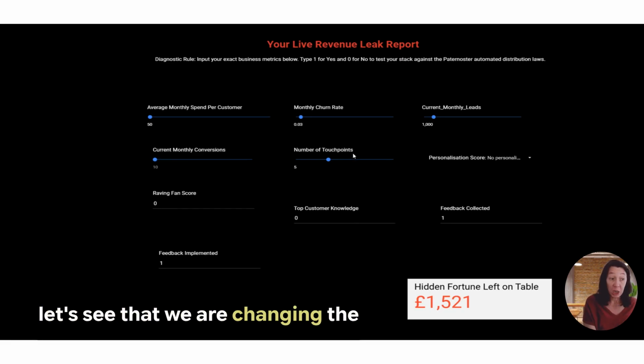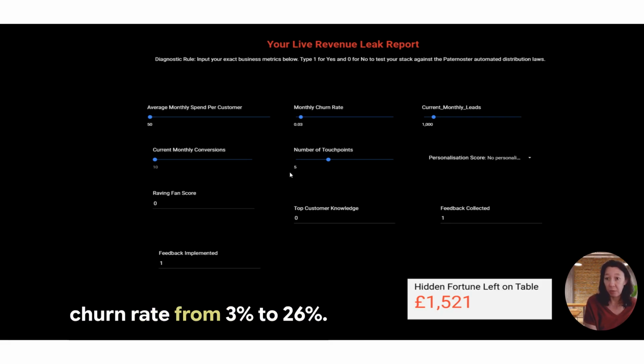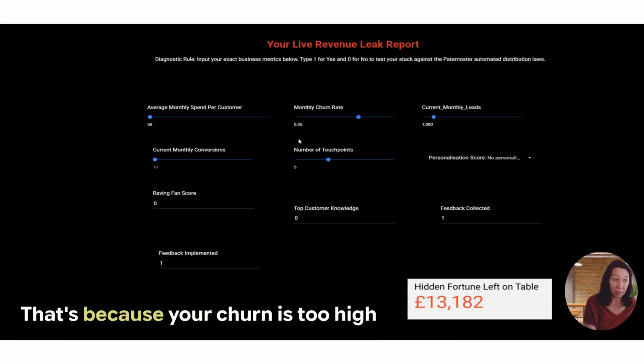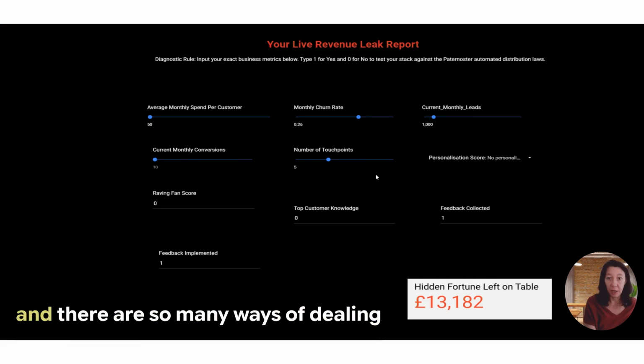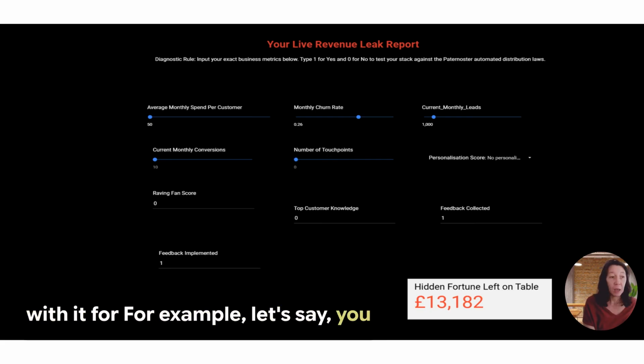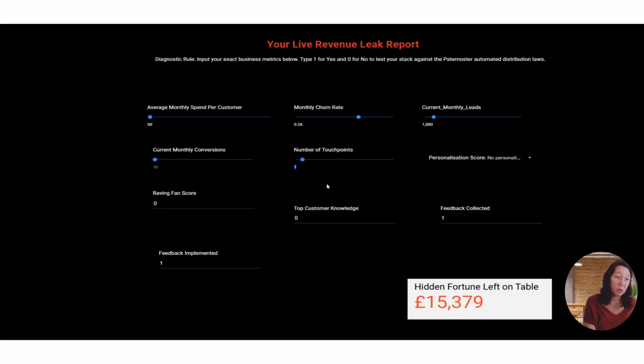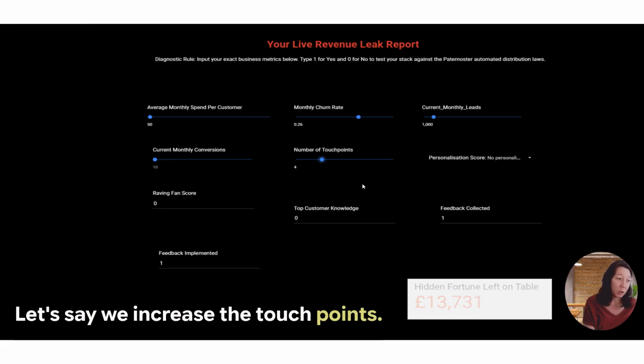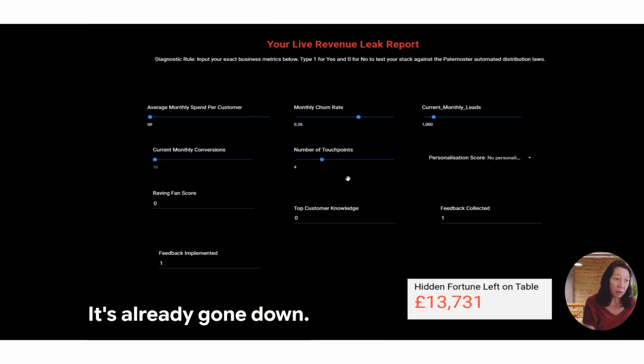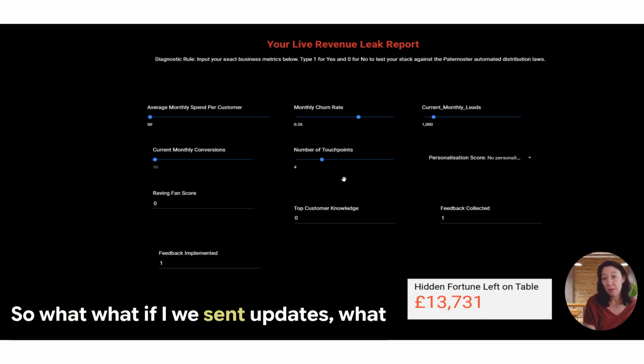Let's say that we are changing the churn rate from 3% to 26%. Can you see that number change completely? That's because your churn is too high, and there are so many ways of dealing with it. For example, let's say you don't really get in touch with your customers, so you don't have many touch points. Let's say we increase the touch points. It's already gone down.